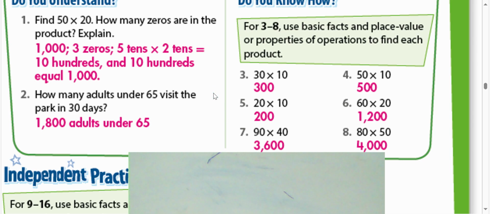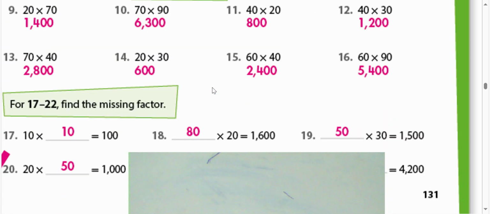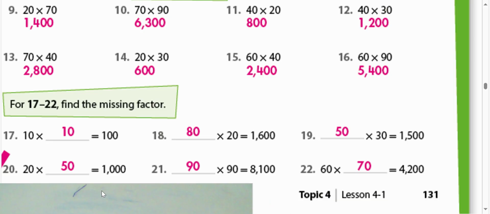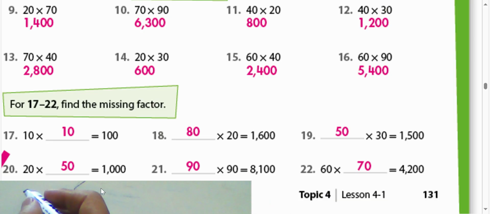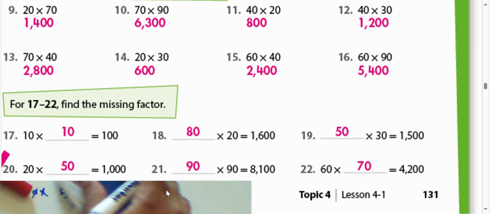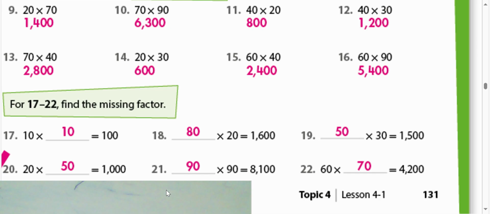Next question, independent practice. Here we can multiply two numbers. Very easy for you to find the result like this. 20 times what equals 1000? We can divide 1000 by 20 to find the result. When you want to find the result, you can cancel 0 by 0, and 100 divided by 2 equals 50. You can use this strategy to find the result.